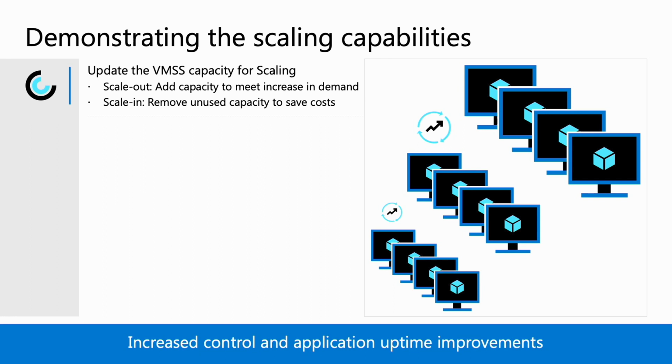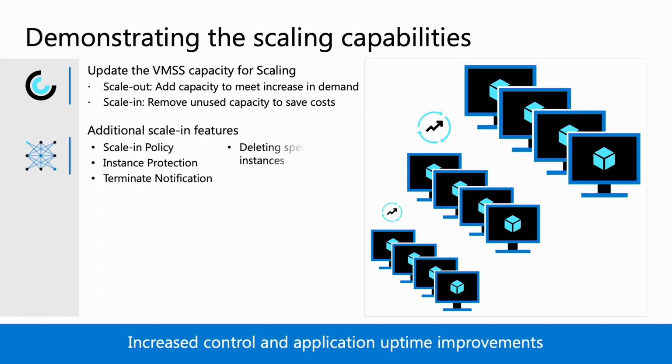Similarly, if you want to save on your infrastructure costs by removing some of the unused capacity, especially during the periods of low demand for your application, then you can simply set the VMSS capacity again to a smaller number, and the extra virtual machines will be removed by VMSS, and only the ones that you actually desire will remain. VMSS also offers some additional features for scale in so that you can have more control over how and when your virtual machines are removed from the scale set. We will walk through these features in the demo as well.